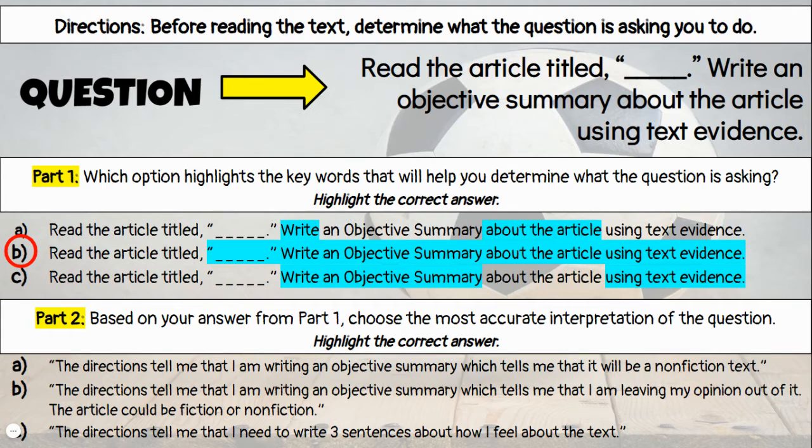For part B, the correct way to think about the question is answer B. The directions tell me that I am writing an objective summary, which then tells me that I am leaving my opinion out of it. The article could be fiction or nonfiction. It is important to make an extra note that an objective summary is without any opinions. We'll get into that later.